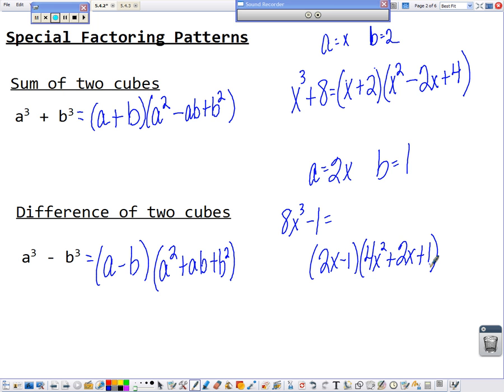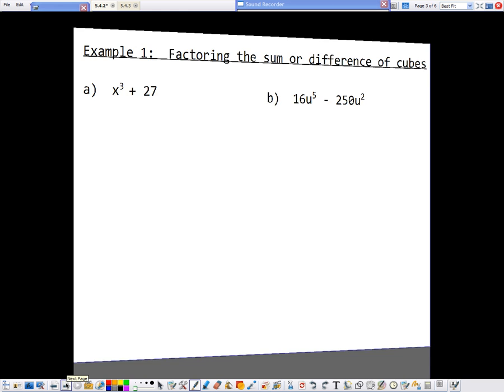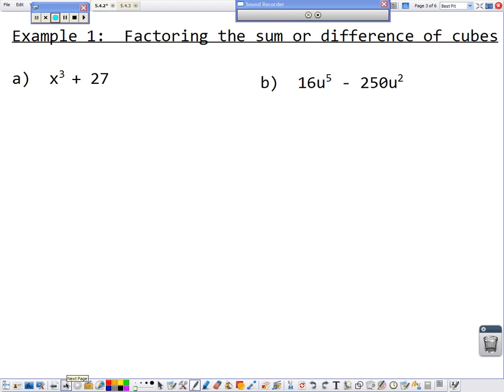All right. So let's go ahead and take a look at a couple more examples. If I gave you x to the third plus 27, this one's a perfect cube, and this one's a perfect cube. So my a term would be x. For my b term, I'm asking what multiplies together to give me 27. So 3 times 3 times 3 would be that number.